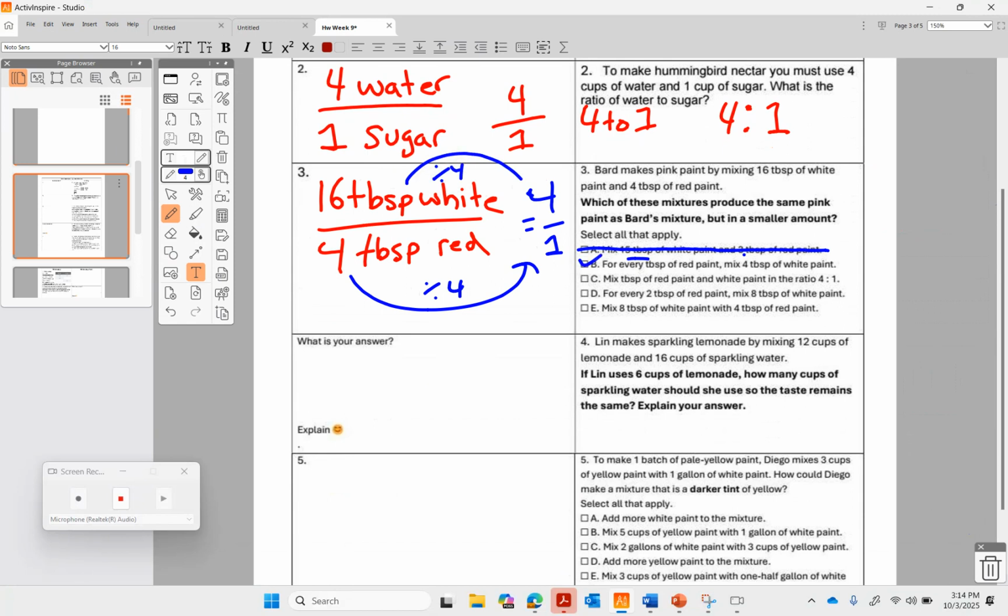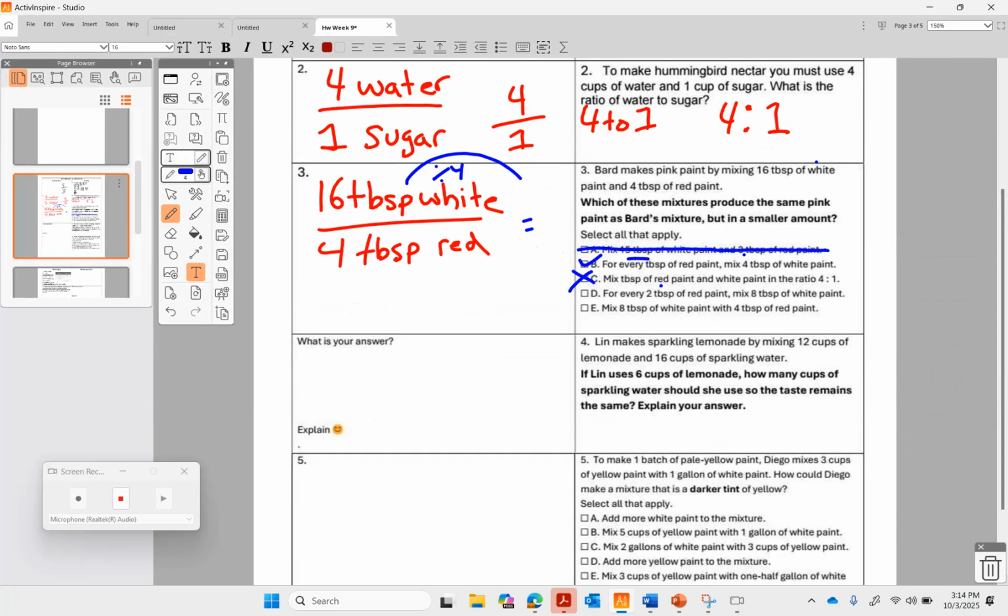Okay, let me erase a little bit. Oh, why does my eraser stop working? Any idea? There we go. It's probably not large enough, but we'll clean that up. Okay. Mix tablespoons of red paint and white paint. They put red first here, but white should be the first number. Right? It's not the same order, so it's not that one.